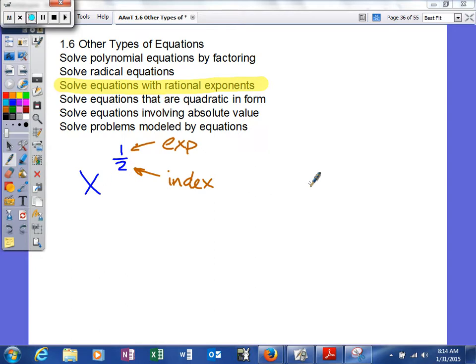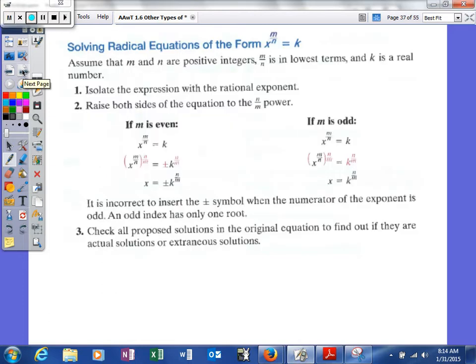Just a quick review, if you have x to the 1/2 power, that really means the exponent is the top number, in this case 1, and the bottom number is our index. So good little review. Some tips that they have given us: solving radical equations in the form x to the m over n power is equal to k. Assume that m and n are positive integers, m over n is in lowest terms, and k is a real number. Isolate the expression involving the rational exponent.